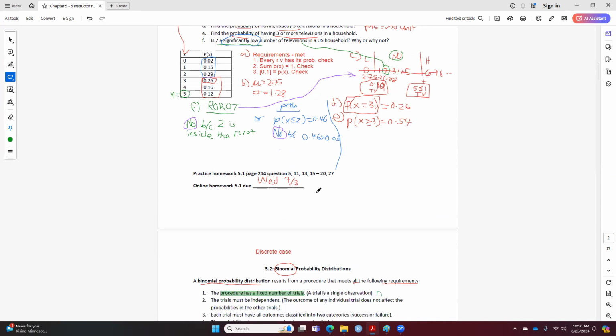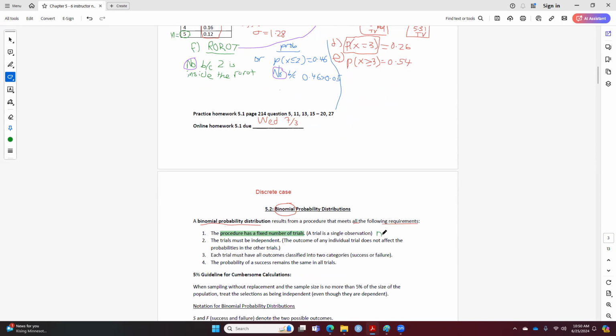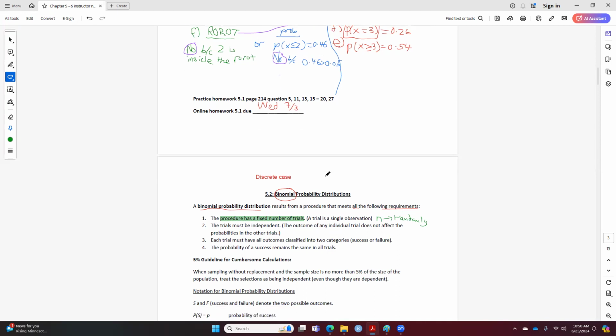Sometimes they will tell us how many people we pick randomly. If you see the word randomly, how many people we pick randomly, that is your n in this case. We pick 5 students randomly, or 10 students, or 15 students, then that will be your n. I will show it to you in some examples. So that is the first requirement.